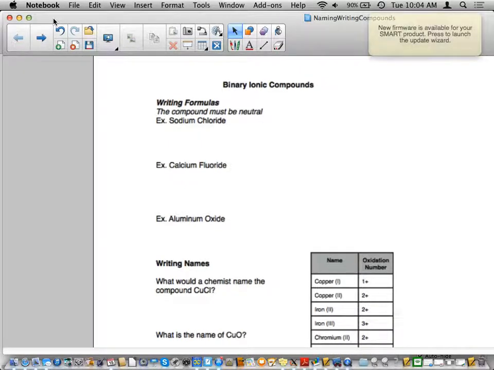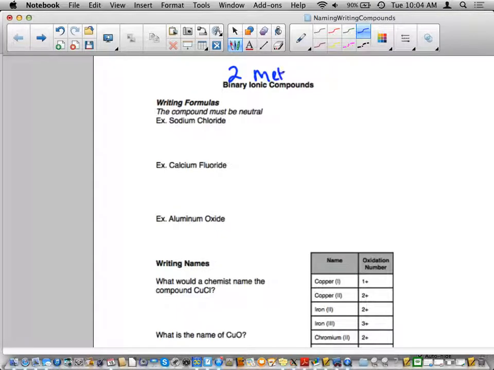You guys just did those videos. What's an ionic bond? Nobody remembers? Josh? A metal and a nonmetal. So we have two elements. One is a metal, one is a nonmetal.